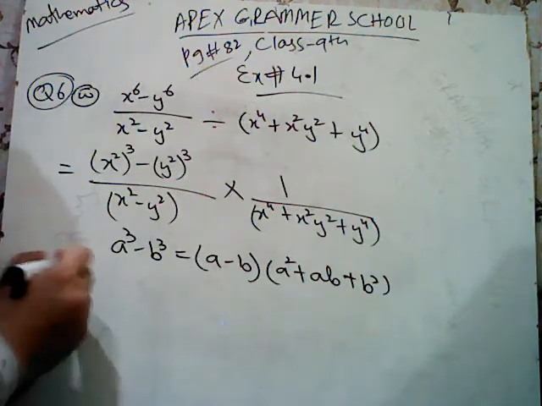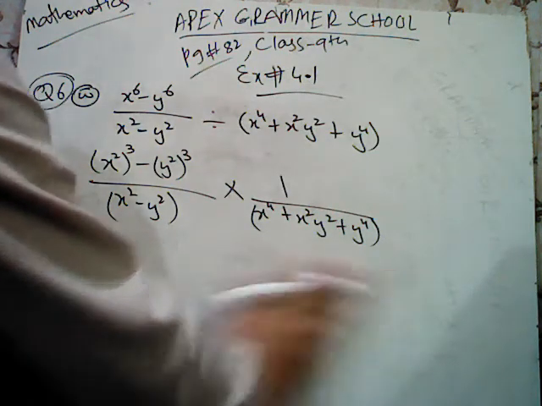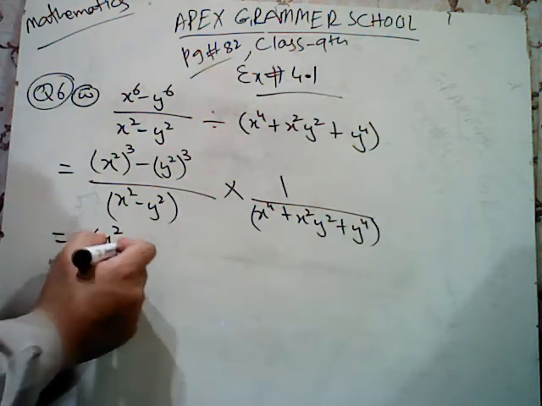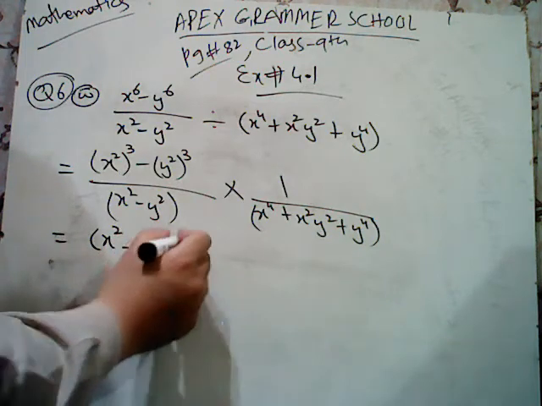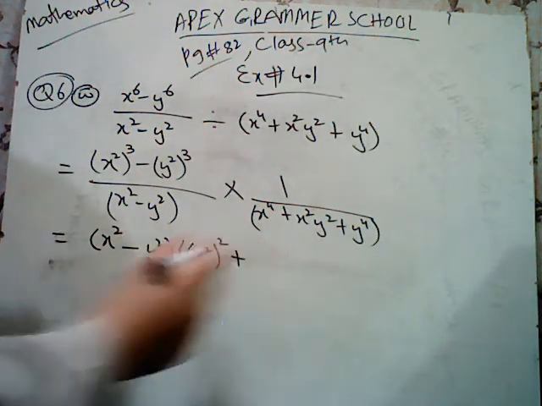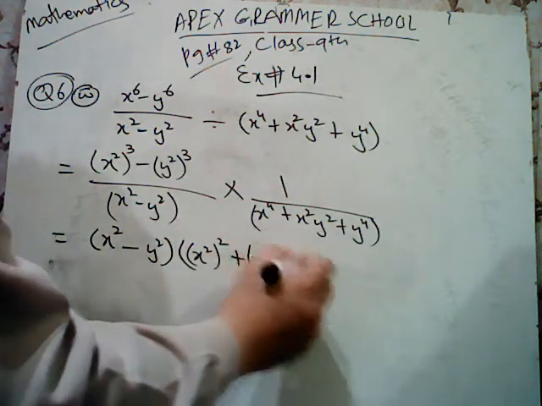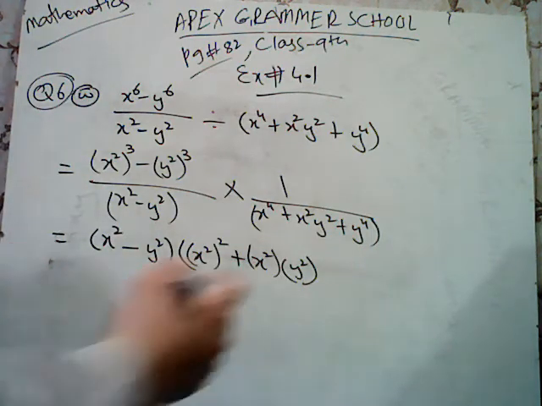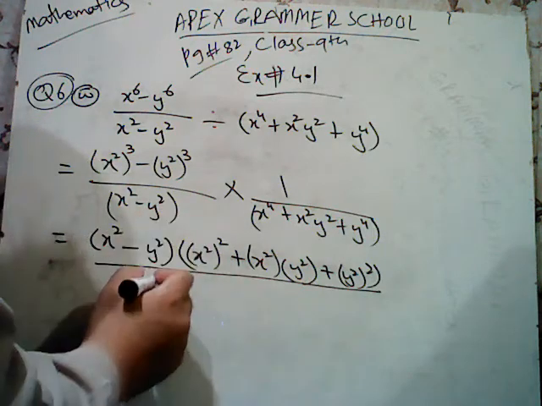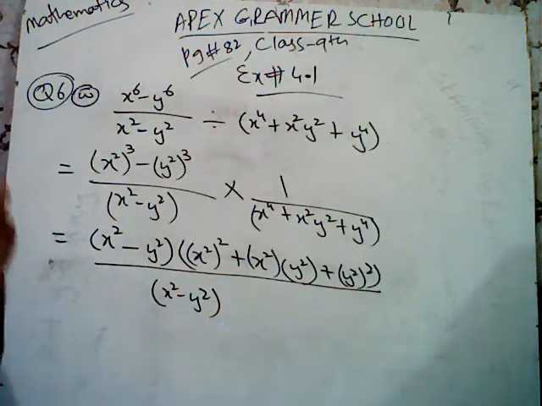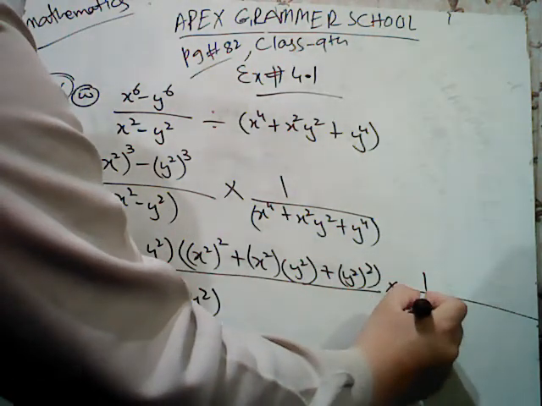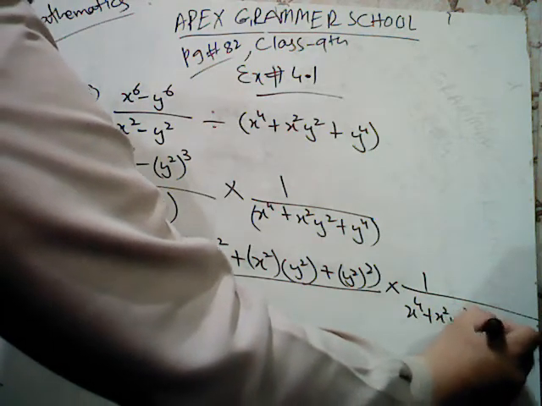So I am going to write a minus b, x square, this is a minus b, the value of b is y square, and after that in the formula you already know that a square plus ab plus b square. A square means x square square, plus ab means x square times y square, plus b square, y square square, and in the denominator x square minus y square is already here, and after that the multiply sign and 1 over x raised to power 4 plus x square y square plus y raised to power 4.